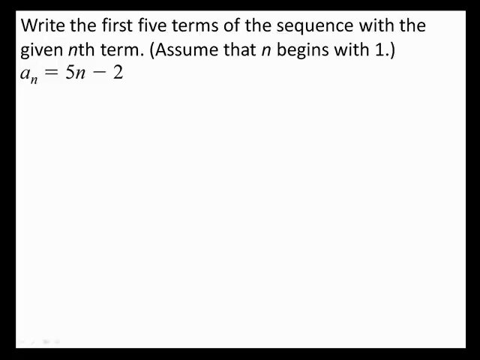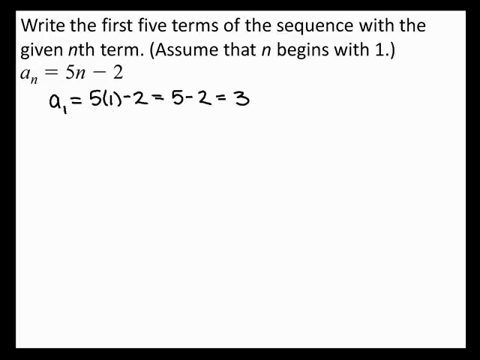Write the first 5 terms of the sequence with the given nth term. Assume that n begins with 1. a sub n is equal to 5n minus 2. Substitute 1 in for n. Simplify 5 times 1. Simplify 5 minus 2. You find that a sub 1 is equal to 3.